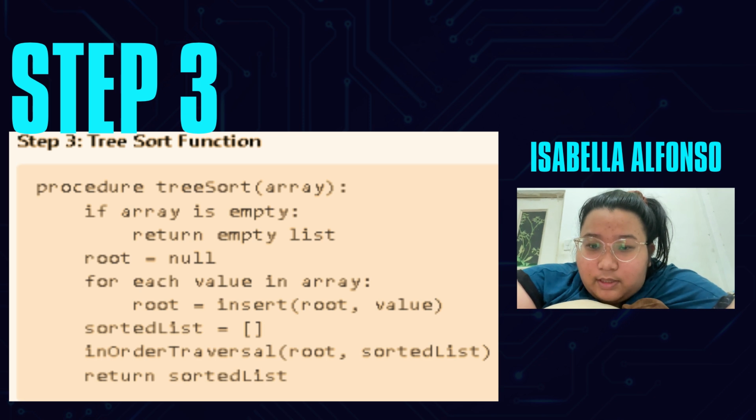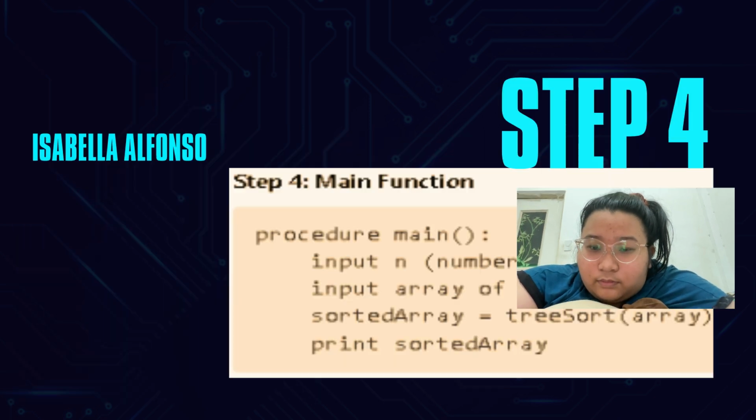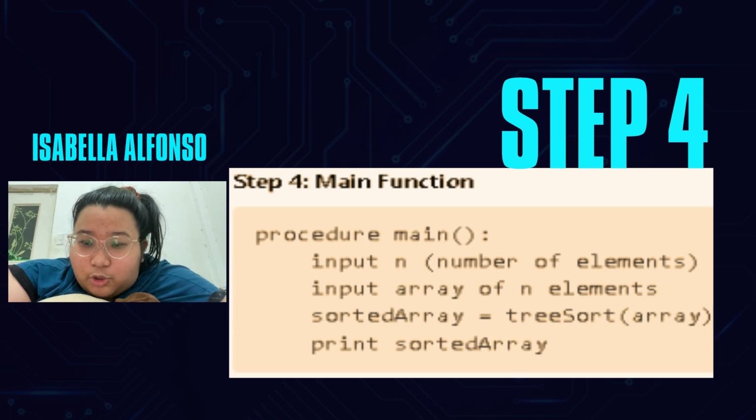Step 3 is the tree sort function itself. We start by checking if the input array is empty. If it is, we simply return an empty list. Otherwise, we create an empty BST and insert each value from the array into it. After constructing the BST, we use the in-order traversal to get the sorted list of elements, which is then returned as the final output.